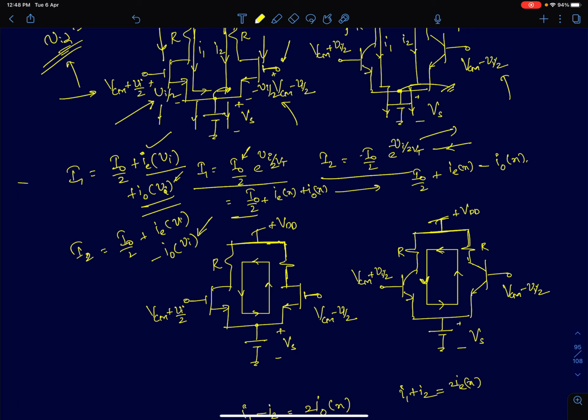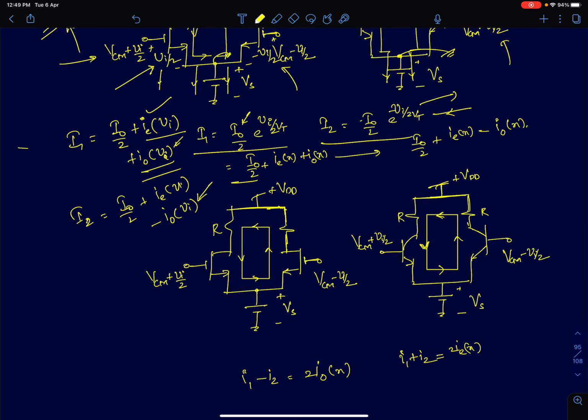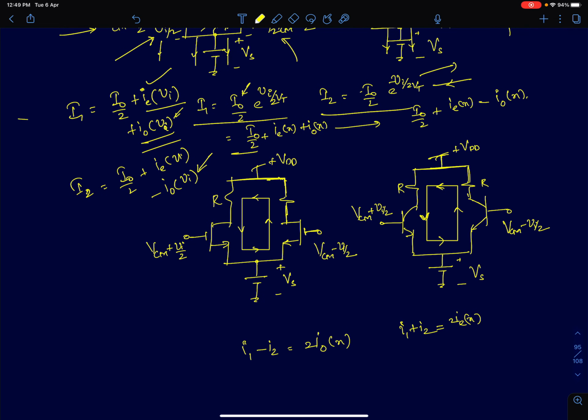So using this very simple understanding, we then saw how the current splits, where the even harmonic current flows and where the odd harmonic current flows in the circuit. First, let's look at the odd harmonic current. I'm first ignoring the DC component, I0 by 2 and I0 by 2. I'm assuming I0 is the current that's flowing through ground here.